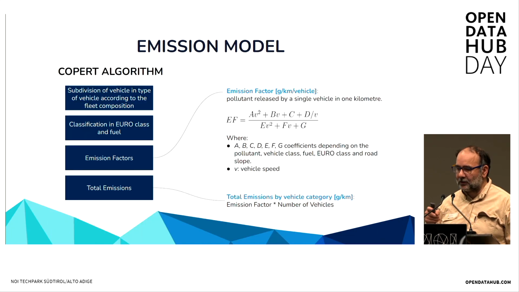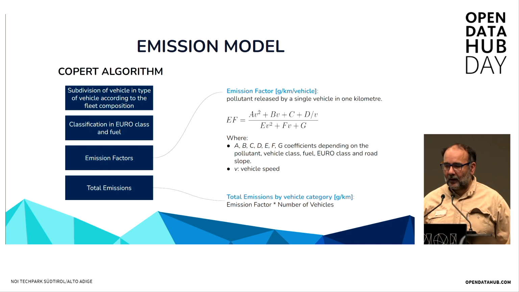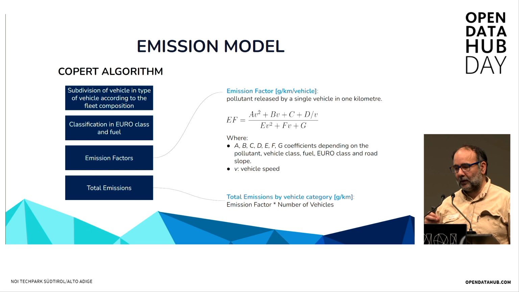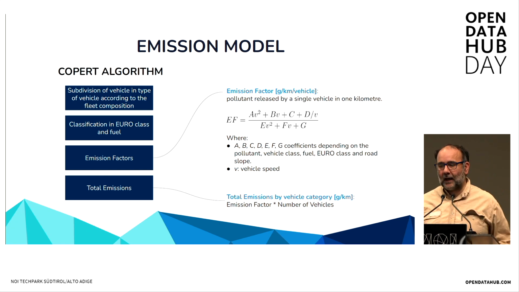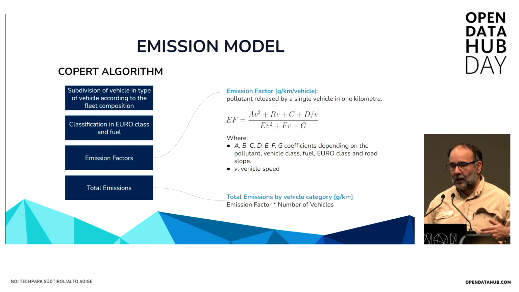We have a formulation like this, where V is the driving speed, and the emission factor is the specific emission of each pollutant in grams per kilometer for each vehicle. All these coefficients depend on pollutant, vehicle class, fuel type, and Euro classes, and so on. That's why we have to update them at least once a year, because fleet composition is changing in time.